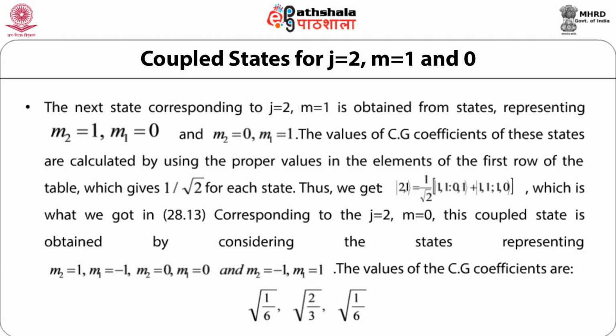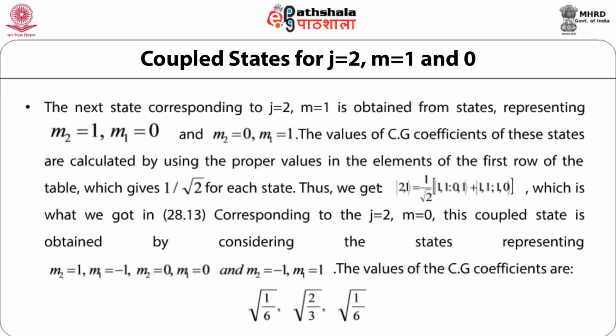Coupled states for j equal to 2, m equal to 1 and 0. Now the next coupled state that we are interested in finding corresponds to the value of the total angular momentum j equal to 2 and the magnetic quantum number m equal to 1, and is obtained from the states representing m2 equal to 1 and m1 equal to 0, and the state m2 equal to 0 and m1 equal to 1.